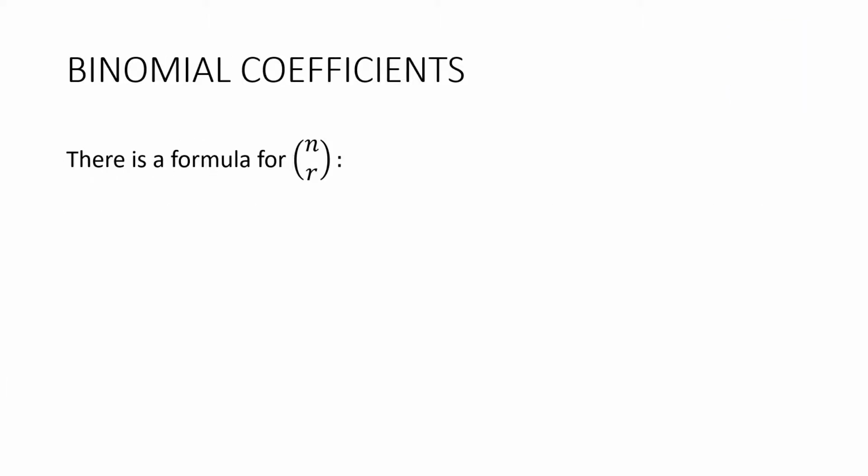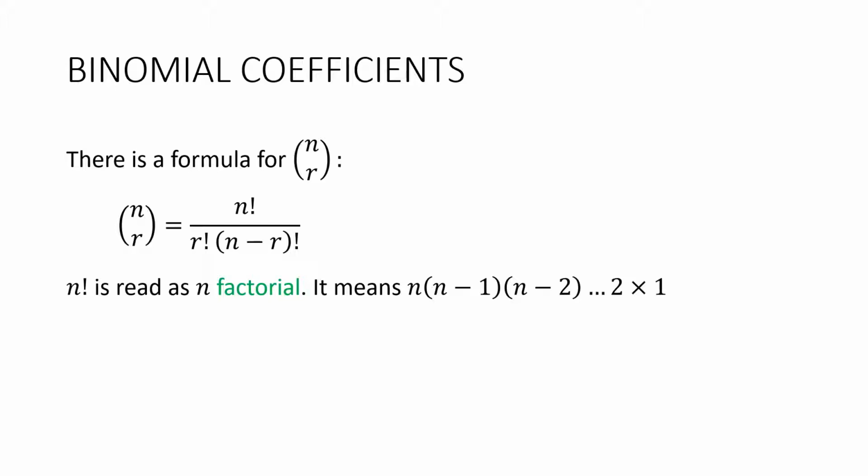Now there is a formula for NCR, and this is it here. So NCR is equal to n factorial, that's what that means, divided by r factorial times n minus r factorial. Sometimes these are written the other way around. It's okay, it's multiplication, so it doesn't matter. Now n factorial means n multiplied by n minus 1 multiplied by n minus 2 all the way down to 2 times 1. So for example, 7 factorial is 7 by 6 by 5 by 4 by 3 by 2 by 1 gives you 5040.